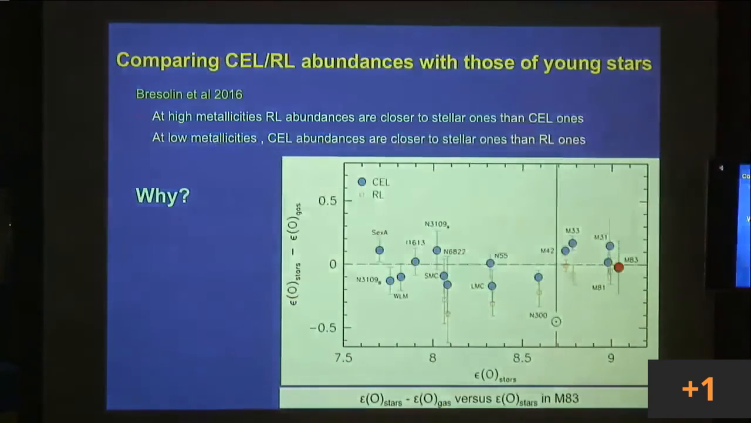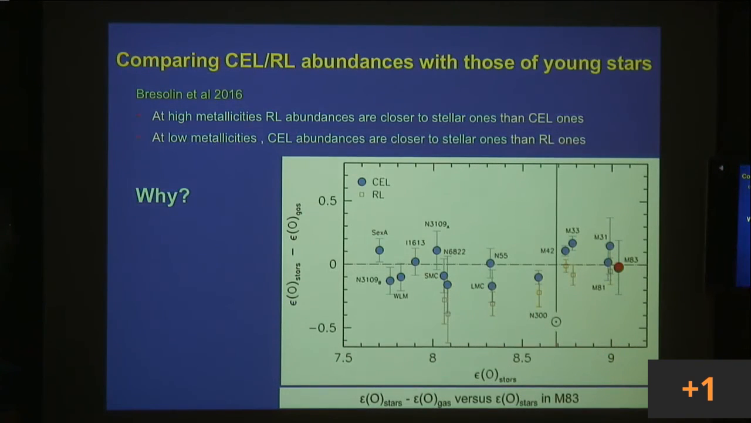And my final slide is comparing the nebular abundances with those of young stars. This is a recent paper by Bresolin, Kudritzki et al. So this gives the metallicity of stars minus the metallicity of gas, for collisionally excited lines and for recombination lines, as a function of metallicity. And so you see that at high metallicities, the recombination lines are closer to the stellar ones, but at low metallicity this is not the case, and this is not understood.